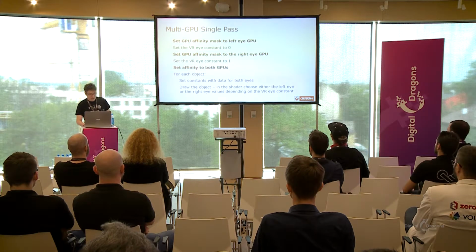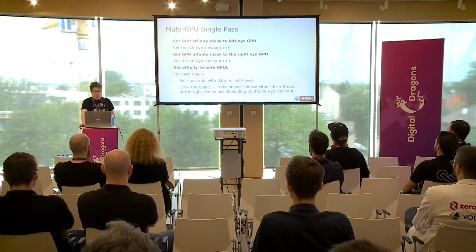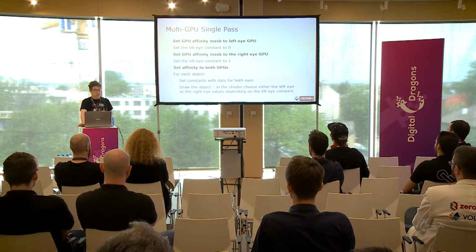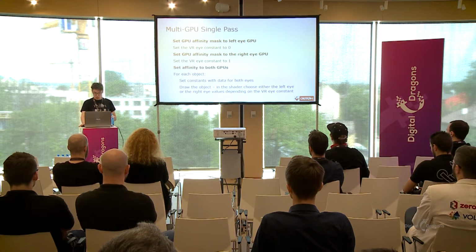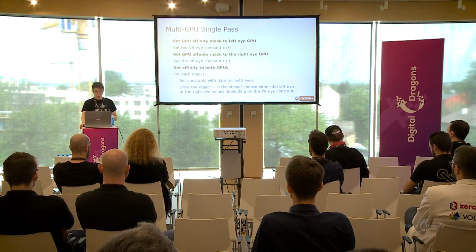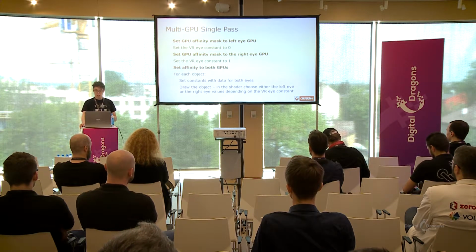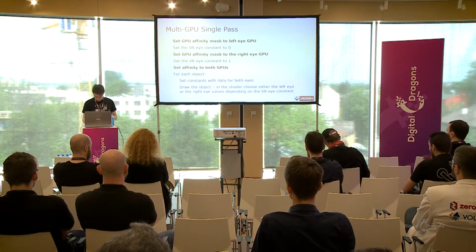Let me explain. So we'd first set the affinity to the left eye GPU and set the constant there to 0. On the right eye GPU, we'd set a constant to 1. Then we'd set affinity to both GPUs. And then for each object, we'd set constants with data matrices for both eyes. And then when we draw the object, the shader chooses either the left eye or right eye data, depending on the VR eye constant.